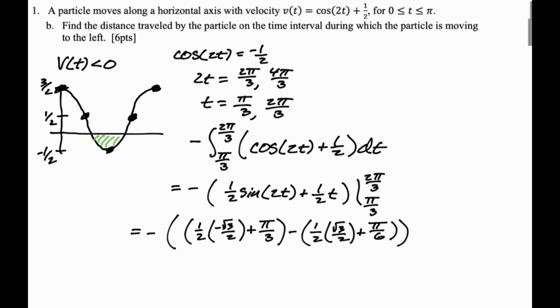So we'll get all of this. Again, memorize the unit circle so that you know these values. We need to simplify this. It's going to simplify down to just give us root 3 over 2 minus pi over 6.